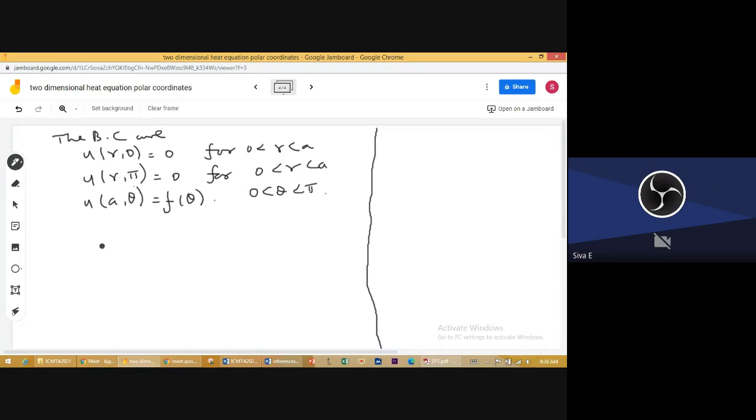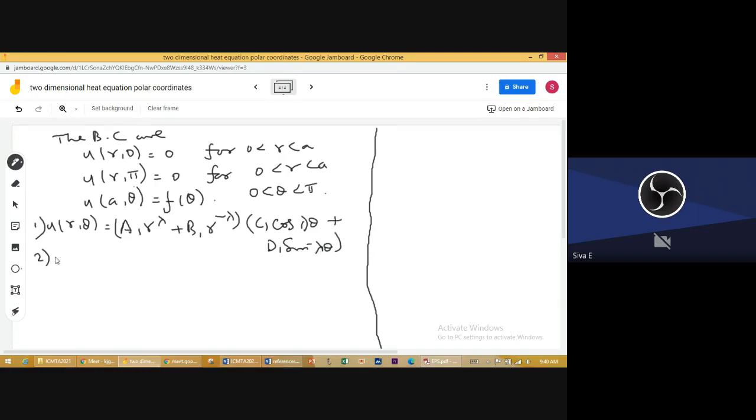Now, what are the possible solutions? The first is u of r comma theta equals a1 r power lambda plus b1 r power minus lambda, into c1 cos lambda theta plus d1 sin lambda theta. That is one.